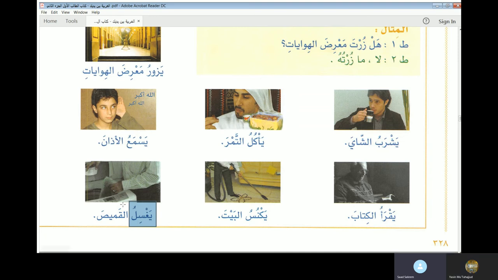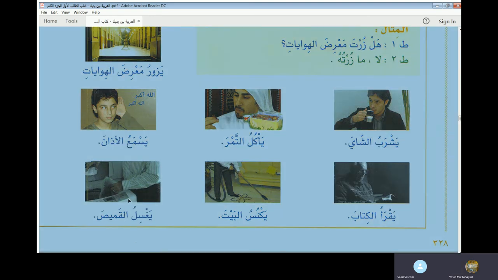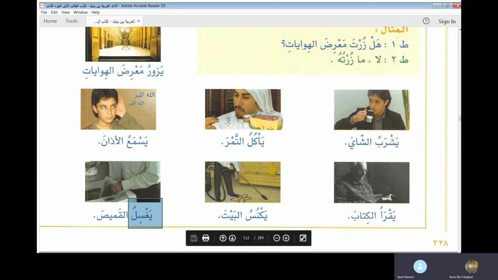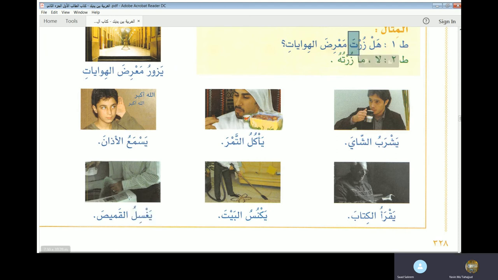Okay. He washed. Yaghsilata? Ghasala. He washed, ghasala. Yeah, I keep doing that. She washed: ghasalat. You washed: ghasalta. You washed feminine: ghasalti. Correct. Okay. I washed.